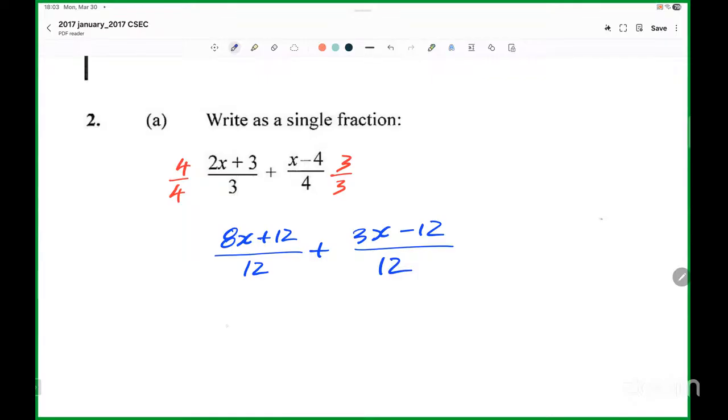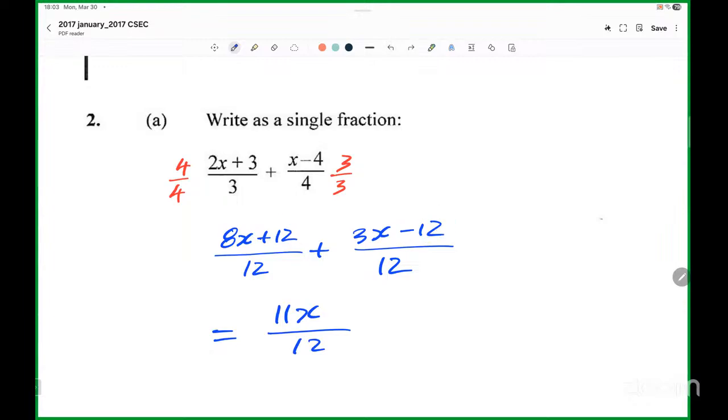Now that they have the same denominator of 12, you just add the values in the numerator algebraically. So it's 8x plus 3x. 8 and 3 is 11, that's 11x. Then 12 and minus 12 wipe out each other, don't they? So the answer is 11x over 12. That is the answer right here. All right, that is it.